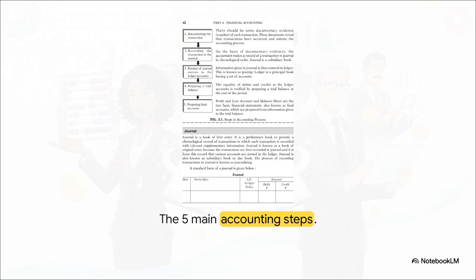We kick things off at Step 1, documenting the transaction. Because, let's face it, without proof, it literally didn't happen. Then, Step 2, we record it chronologically in the journal. Step 3, we post those entries into their specific ledger accounts. From there, we hit Step 4, whipping up a trial balance just to make sure the math actually checks out. And finally, Step 5, the grand finale, preparing the final accounts like the P&L and balance sheet. But for today's explainer, we're really just going to zoom in on those first 3 crucial steps.